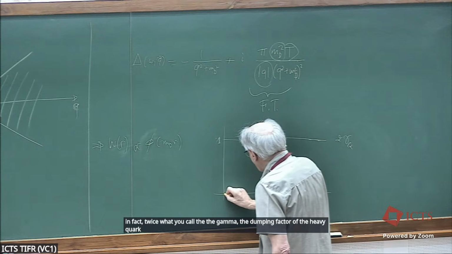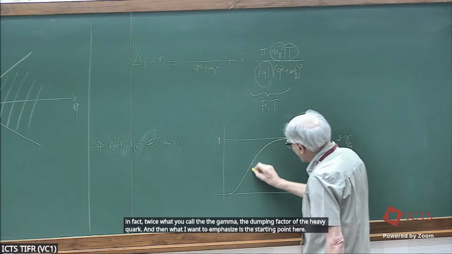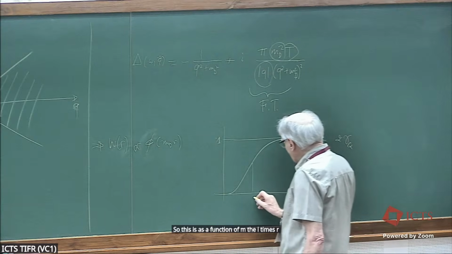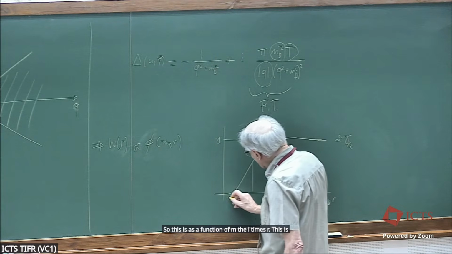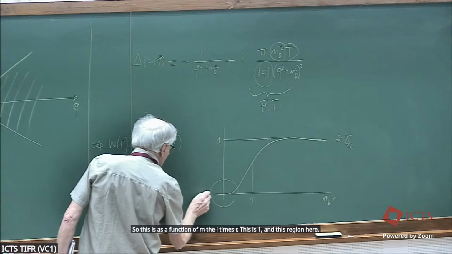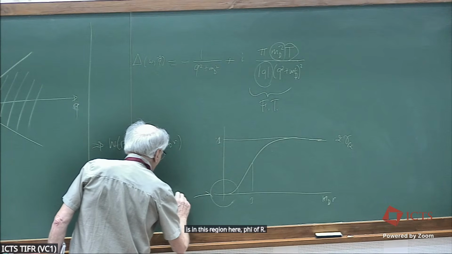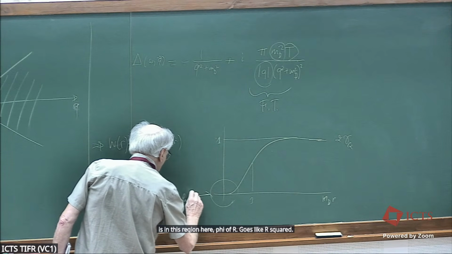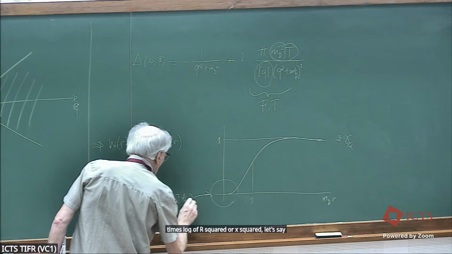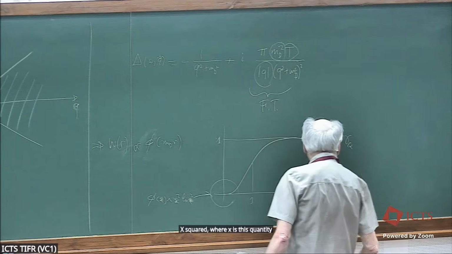And then what I want to emphasize is the starting point here. So this is as a function of m_D times r. This is 1. And in this region here, phi of r goes like x squared log x squared, where x is this quantity m_D times r.